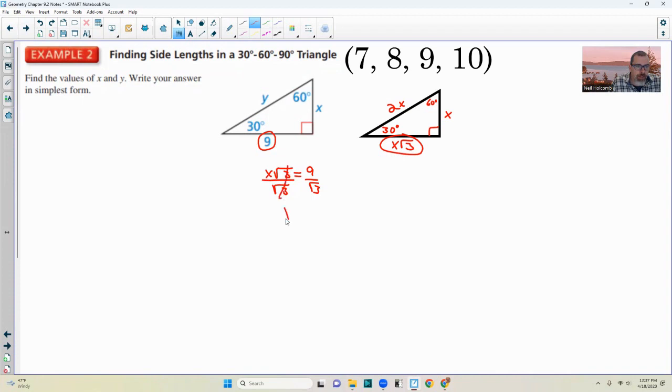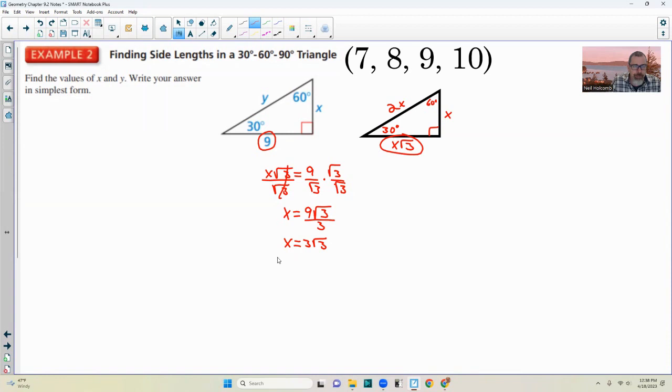And these cancel. And I get x equals, well, I don't want a radical in the denominator. So I'm going to multiply the top and bottom by the square root of 3. It's called rationalizing the denominator. And root 3 divided by root 3 is simply 1, so I'm not changing a value. And 9 times the square root of 3 is just simply 9 square root 3 over square root of 3 times the square root of 3 is the square root of 9, which is 3. And then this 9 divided by 3 reduces to 3 square root 3.